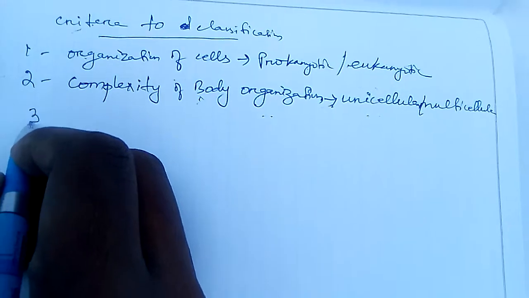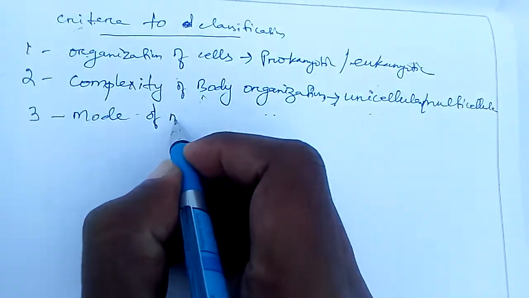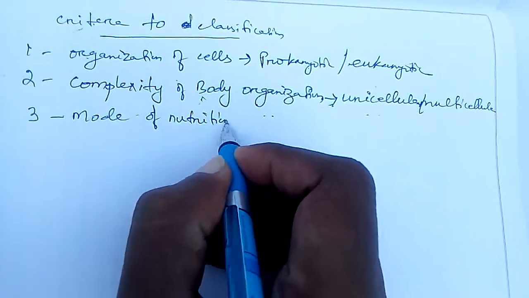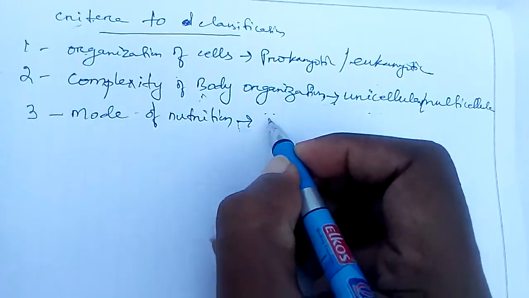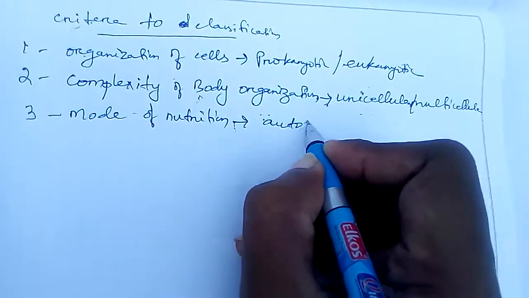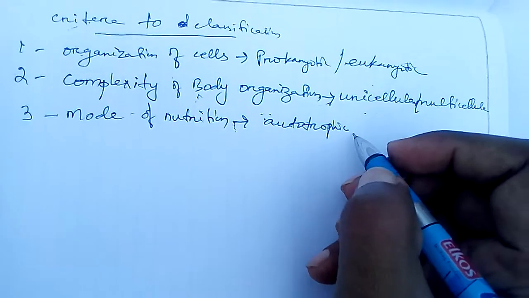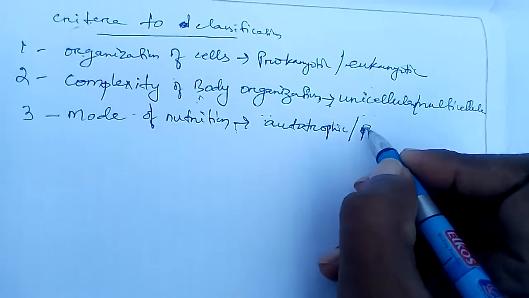Then another point is mode of nutrition. Mode of nutrition refers to whether the organism prepares its own food, that means it is autotrophic, or whether it is heterotrophic.